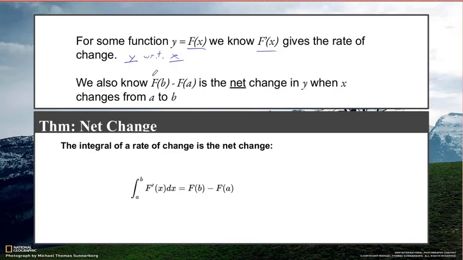We also know that F(b) minus F(a) is the net change in y when x changes from a to b. So this is the y value at the endpoint, F of a is the y value at the start, and so if we subtract those, that's the net change of y when x changes from a to b. So combining those two ideas together, the integral of your rate of change gives you your net change, F of b minus F of a. So more specifically, the integral of your rate of change function from a to b gives you your net change.